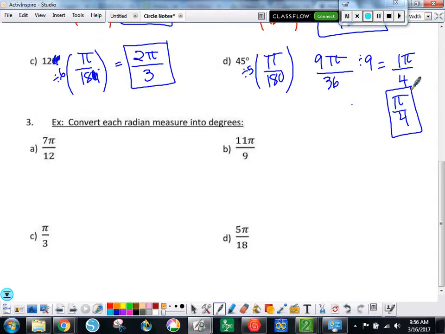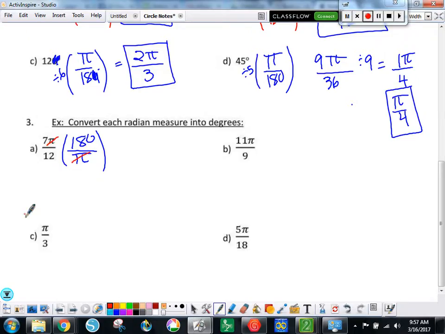Alright, so now we're going to go backwards. When I was going from degrees to radians, I did pi over 180. What do you suppose I will multiply by here so that the pi's cancel? 180 over pi. If there's a pi on top, there needs to be a pi on bottom, because when there is, you cancel the pi.